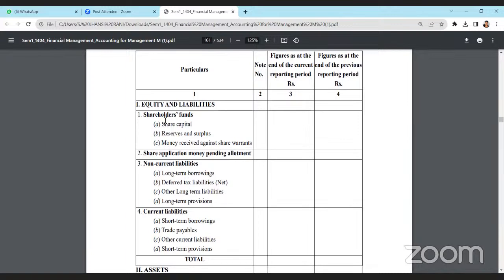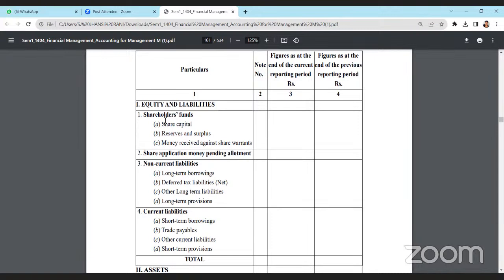Capital means whatever amount is invested at the commencement of business. Suppose XY Limited wanted to start a business. How will it start? They need something monetary, which is nothing but money. The money from which they start the business, we call capital.